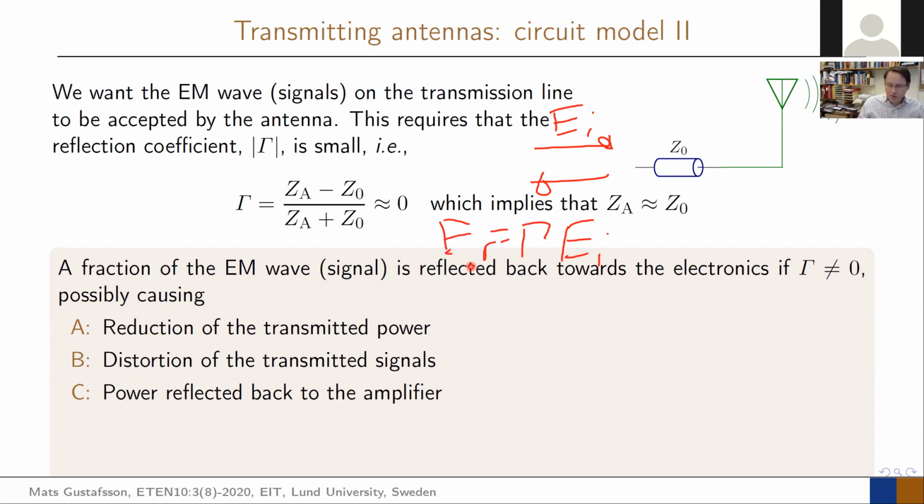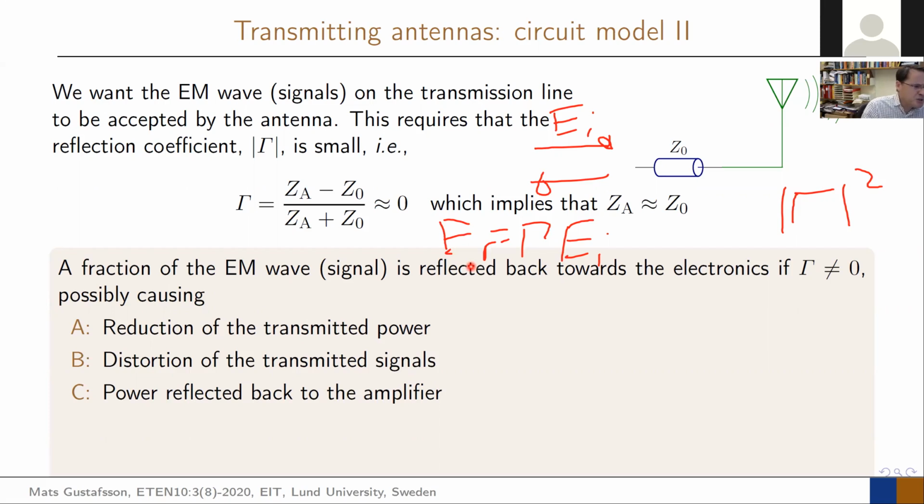And the power that is reflected back is in some ways proportional to this gamma squared. So if I take the square of the signal, I get something that really is the power. You square the voltage, with some normalization constant. And that means you have to square the reflection coefficient. So by that measure, you lose that power. And you don't want to lose power. So that's correct. B was also correct. You get distortions of the transmitted signals.